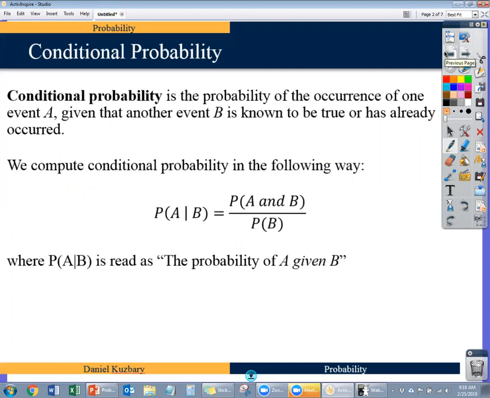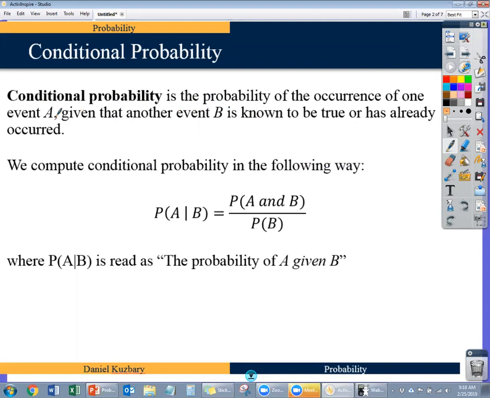Conditional probability is the probability of the occurrence of one event, let's call it A, given that the other event B is known to be true or has already occurred. So we're going to be talking about complex probabilities now because we've got two events still. These are kind of like the A or B, two events that we're thinking of together. And the occurrence of one event, let's call it B, is going to affect the chance that A happens or not. And this is not a very new idea.